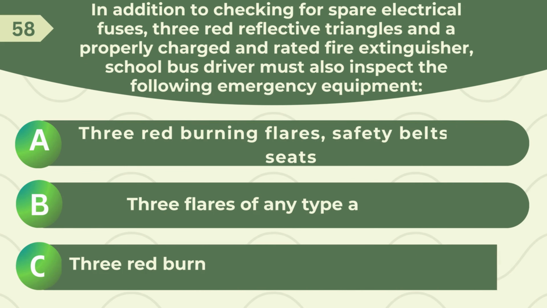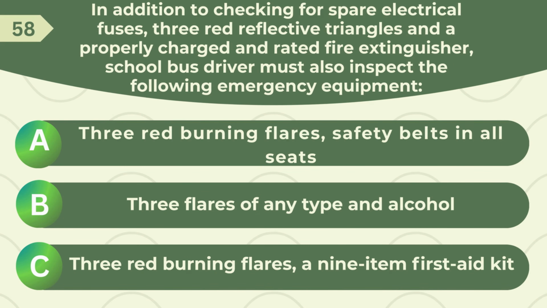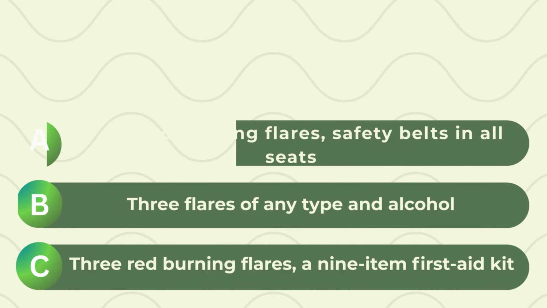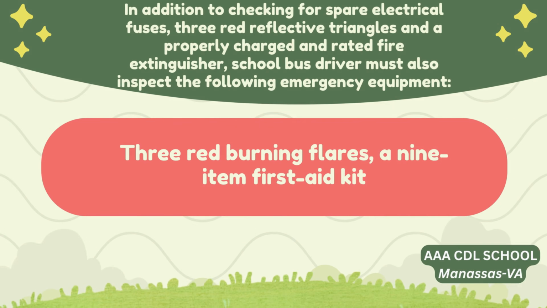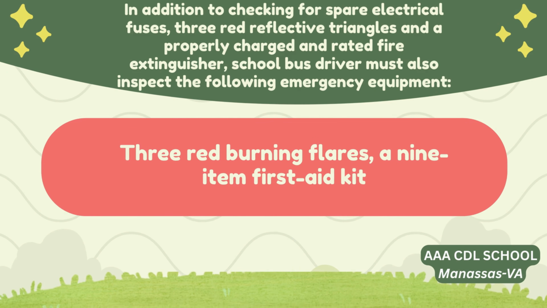In addition to checking for spare electrical fuses, 3 red reflective triangles, and a properly charged and rated fire extinguisher, a school bus driver must also inspect the following emergency equipment. A. 3 red burning flares, safety belts in all seats. B. 3 flares of any type and alcohol. C. 3 red burning flares, a 9-item first aid kit. Correct answer: 3 red burning flares, a 9-item first aid kit.